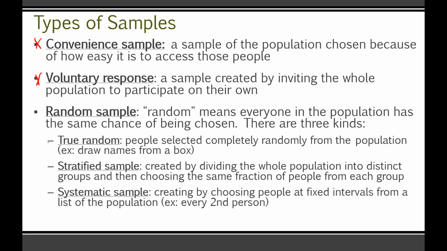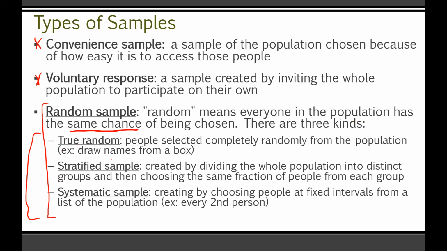Now the next ones, and these ones are more common. It's the random samples, but don't go thinking that random sample is just one way of doing things. There's actually different ways of finding a random sample, and we'll have to understand each one. Now, when we say random, that just means everyone in the population has the same chance of being chosen. There's 3 different kinds of random sample that we do need to understand.